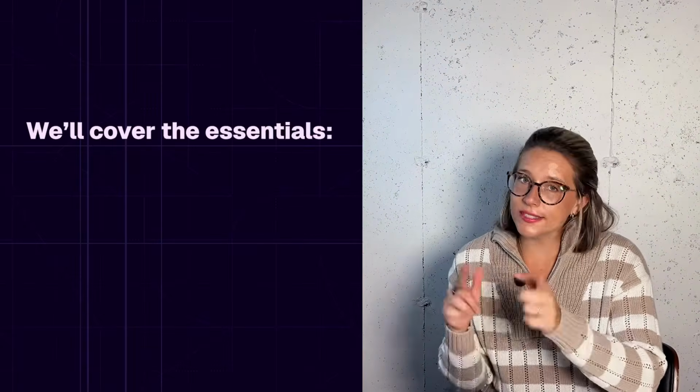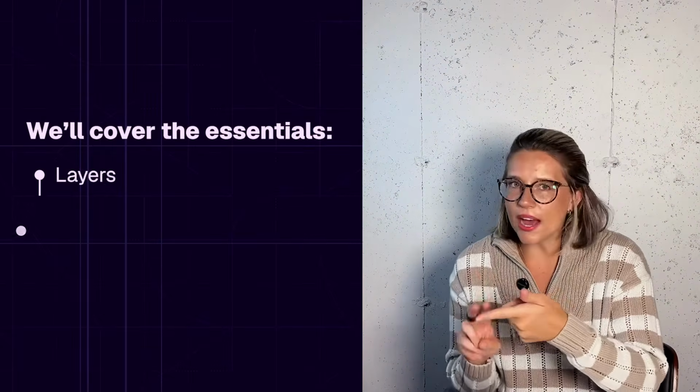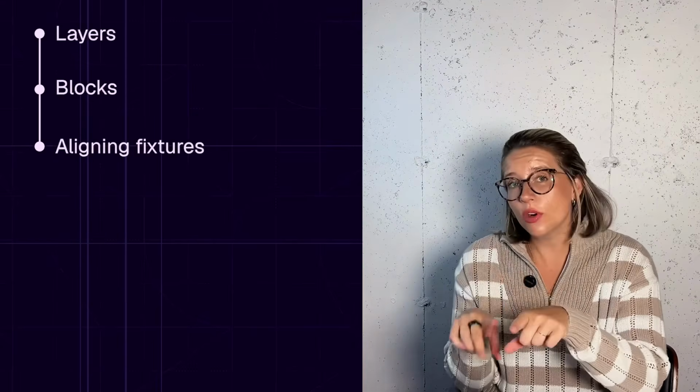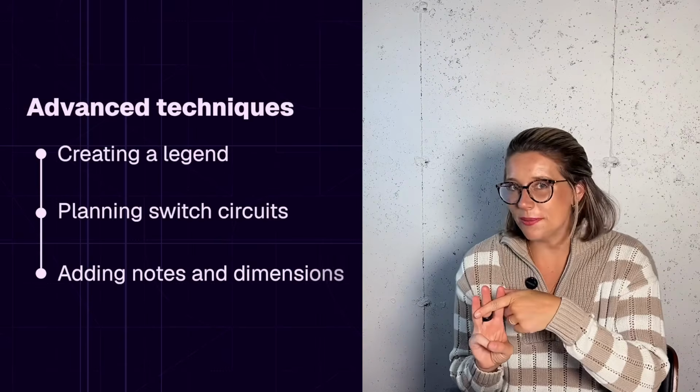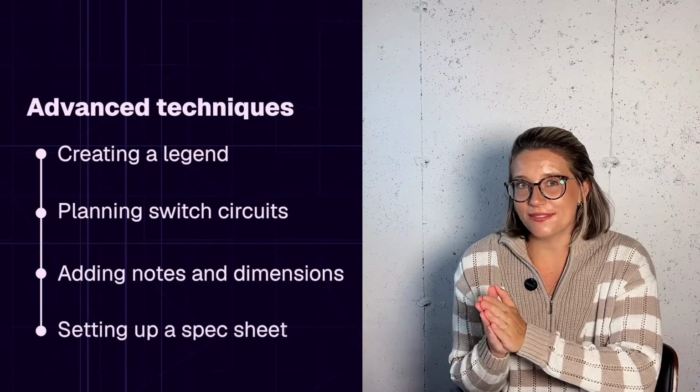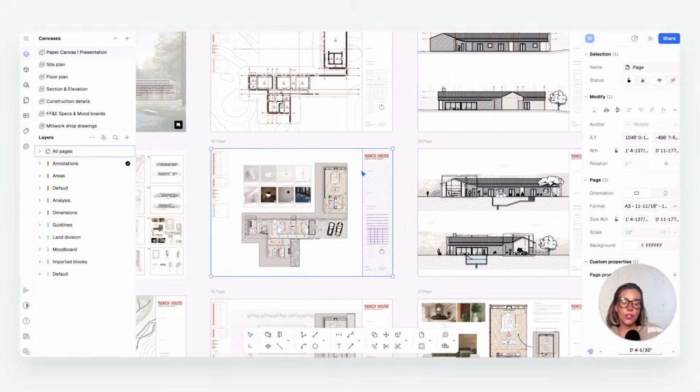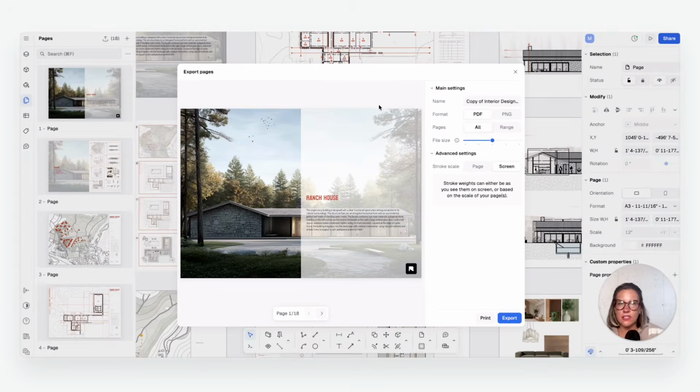Today, we are taking things a step further, and we're going to learn how to create lighting and power plans right within Rayon, which, as we know by now, is faster, clearer, and more streamlined than traditional CAD programs. We're going to cover everything from the essentials, so think layers, blocks, aligning fixtures, all the way to more advanced techniques, like creating a legend, planning switch circuits, adding notes and dimensions, and even setting up a spec sheet. By the end of this, you'll have a professional quality electrical drawing that's build ready and client friendly.